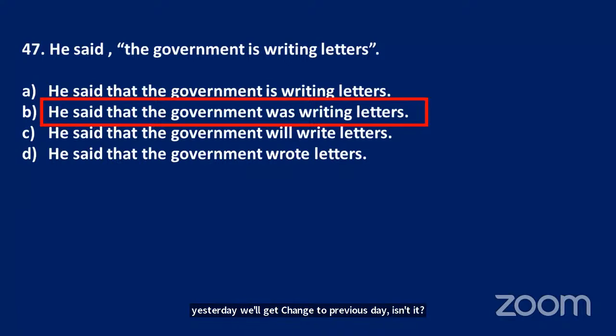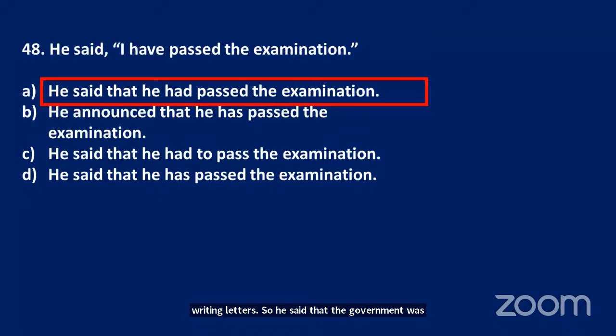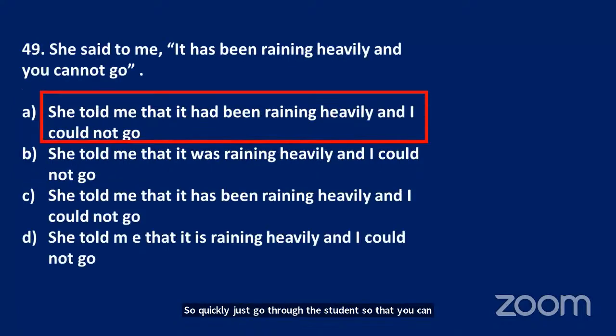He said the government is writing letters. So he said that the government was writing letters. Yes. See the next question. He said, I have passed the examination. He said that he had passed the examination. So quickly just go through this, students, so that you can understand how to change it from direct to indirect. All right. See the next question.